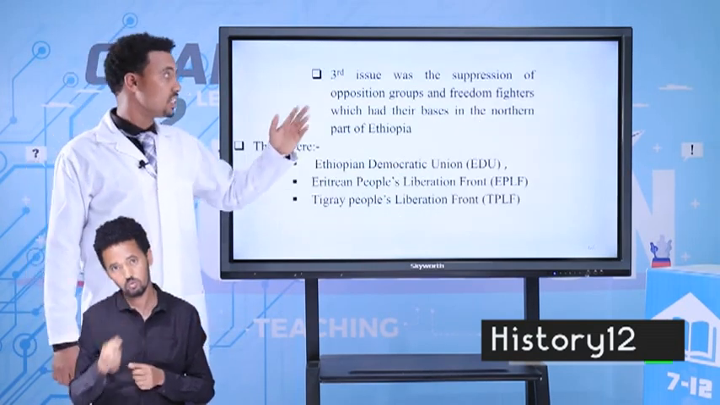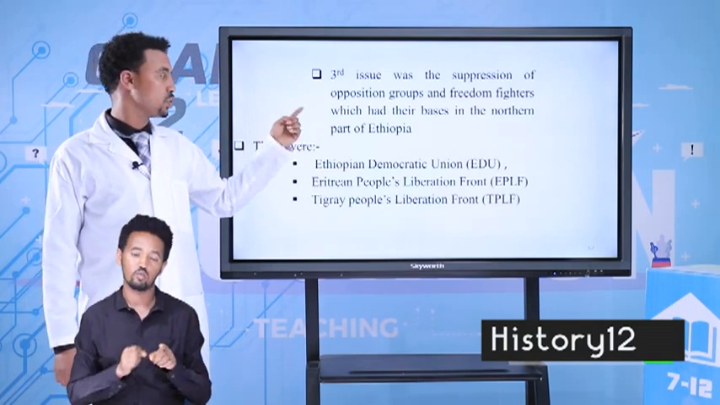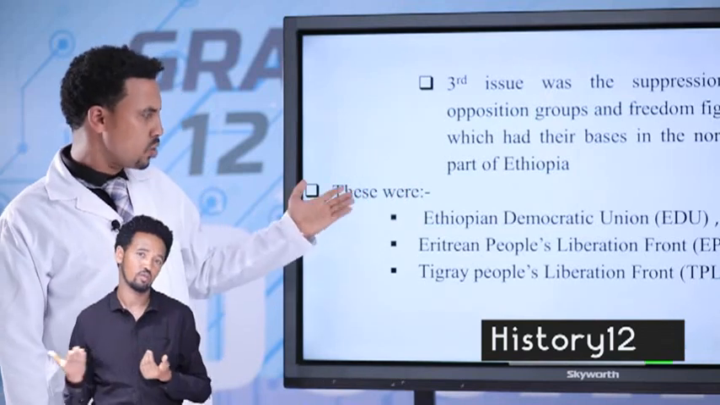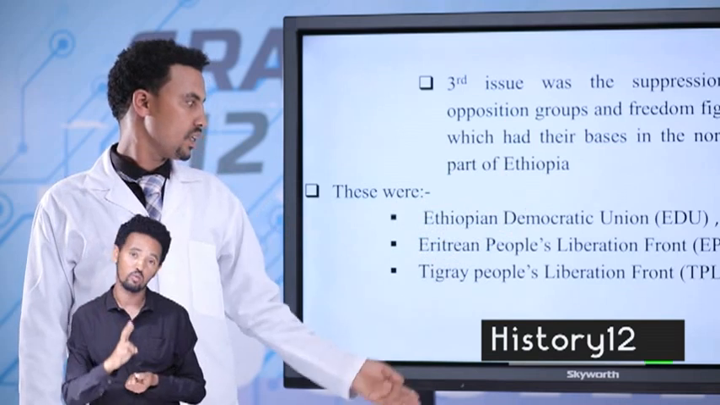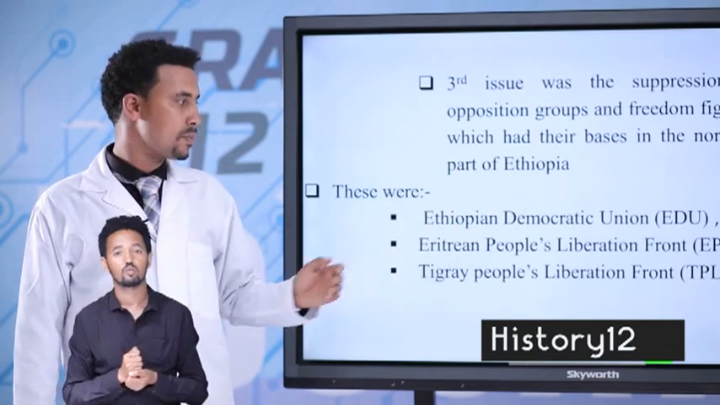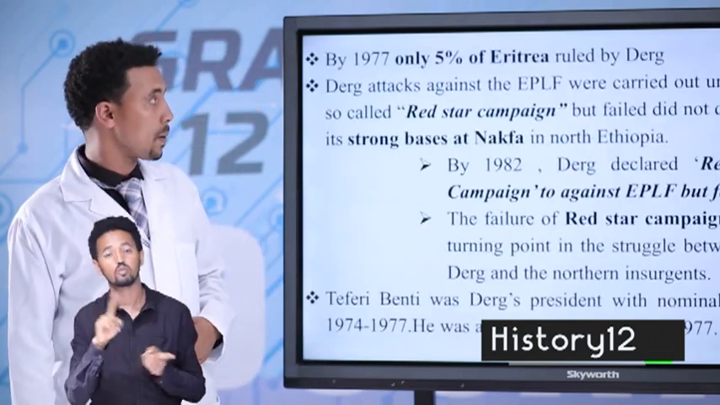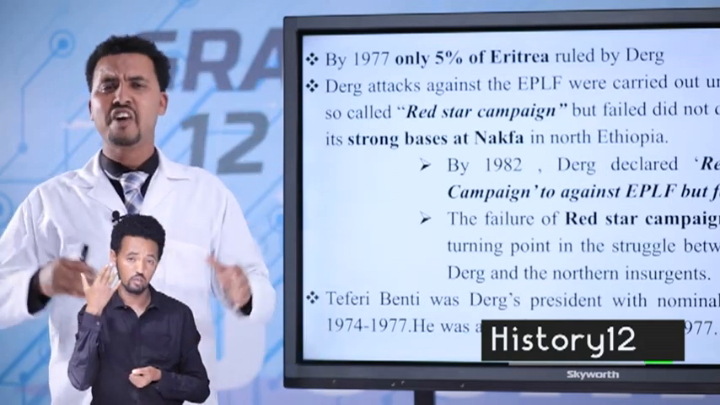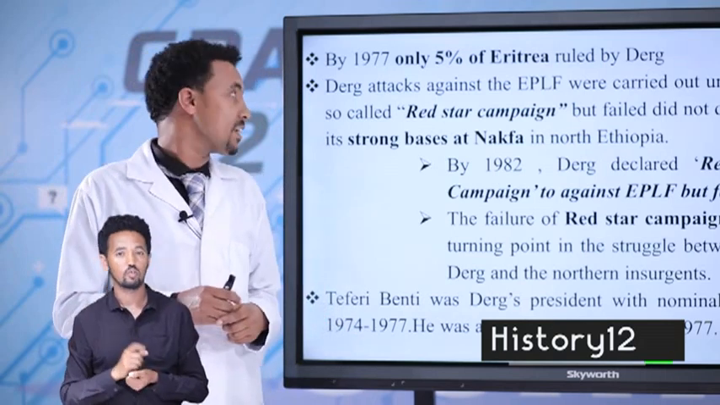The third issue was the suspension of opposition groups and freedom fighters which had their bases in the northern part of Ethiopia. These were the Ethiopian Democratic Union, EDU, the Eritrean People Liberation Front, EPLF, the Tigray People Liberation Front, TPLF. Those are in the northern part of Ethiopia, the opponents of the Dirk. By 1977, 5% of Eritrea was under the domination of Dirk.